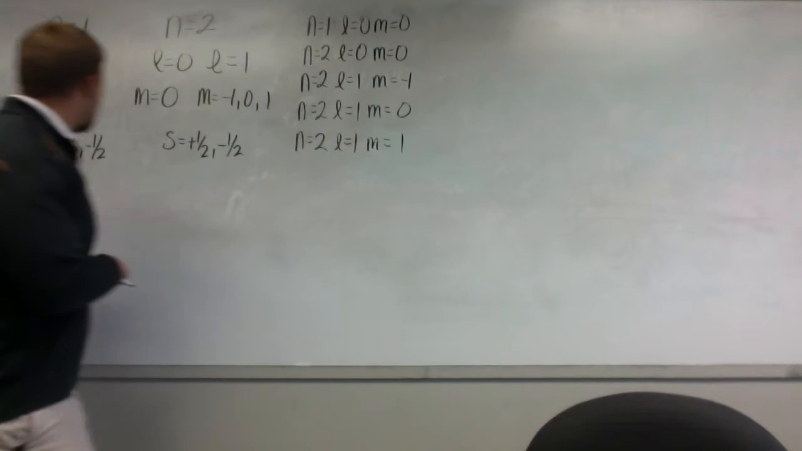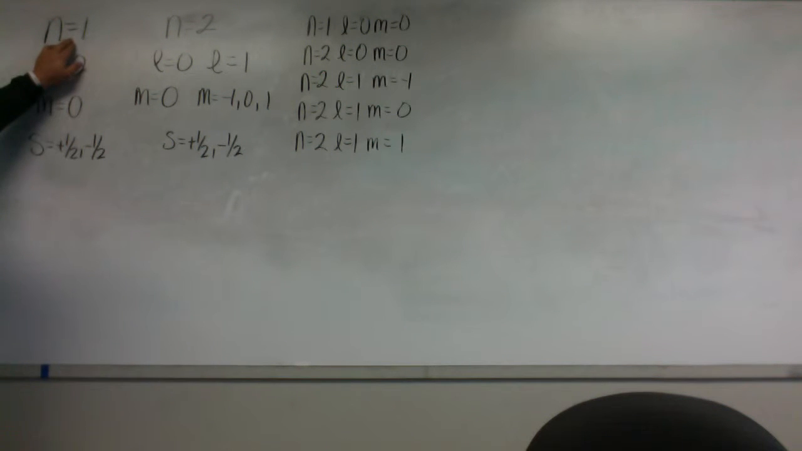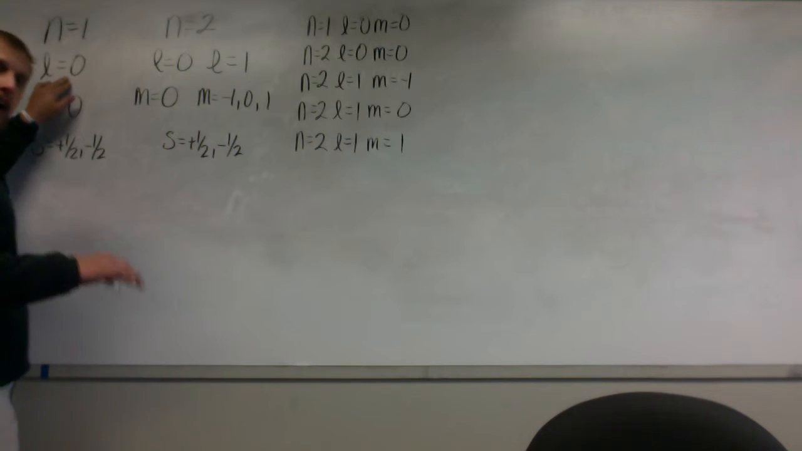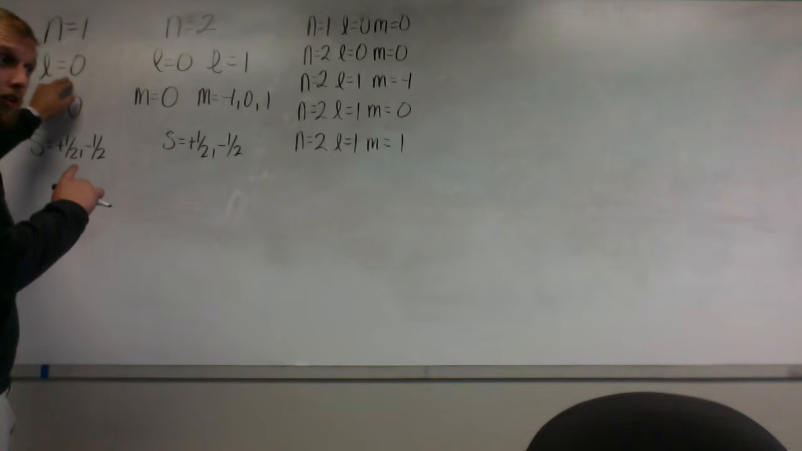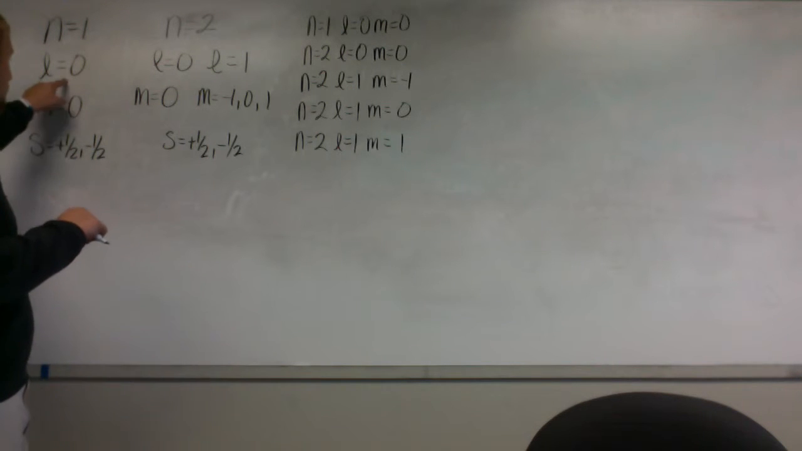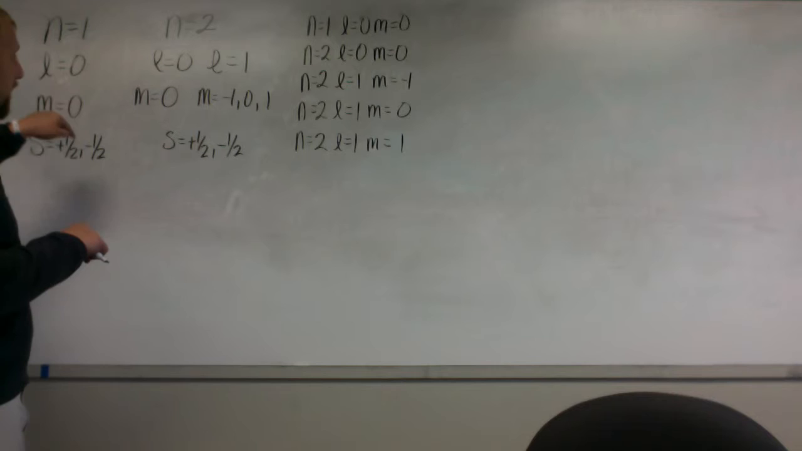So right up here, I've written down the first quantum energy level. I've written down n equals 1. L has to equal 0 because the allowed L values are 0 through n minus 1. So n minus 1 here is 0. So the only allowed L value is 0. The only allowed m value is 0.